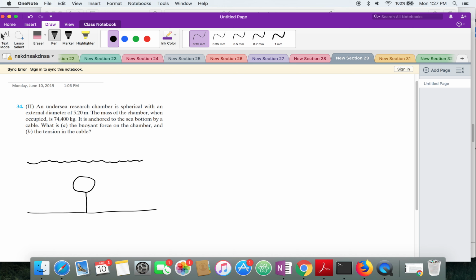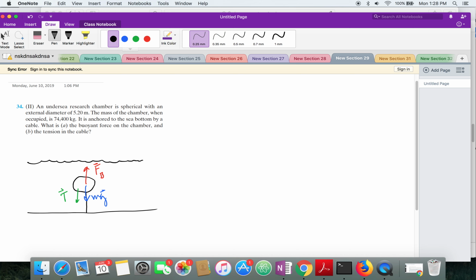Obviously it wants to float up, so there's a buoyant force pulling it up. It wants to float upward. And then there's the weight, mg, going down. The tension is also going to be pointing down, because if you were to cut the rope, it would go up. The buoyant force would take over. So the tension and the weight are trying to keep it from reaching the surface, whereas the buoyant force is trying to move it upward.